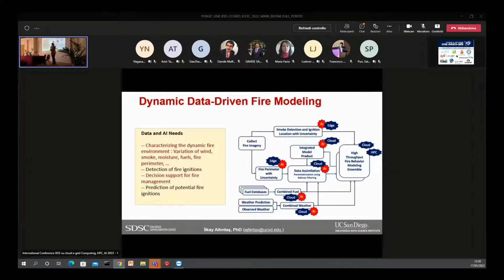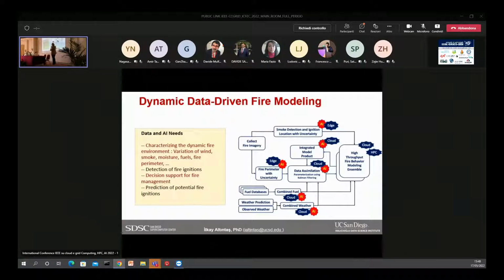And then you start collecting fire imagery. But the moment an ignition happens, which can be at the edge, I'll talk about a little bit, it becomes available to fire modeling. And it gets combined also with other things that combine better, for instance, the fire perimeter, and do the adjustments to assimilate that data into these models.